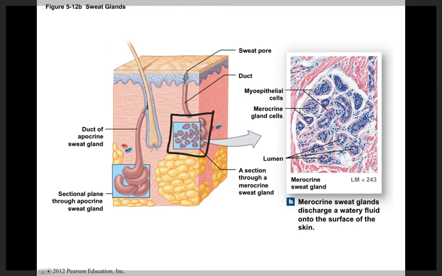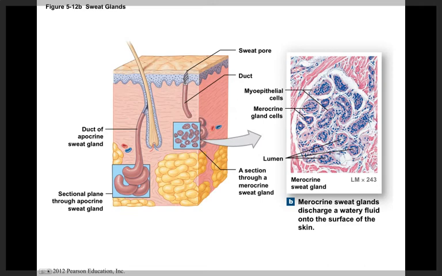The merocrine sweat glands are more superficial. They don't extend as far into the dermis as the apocrine glands do. They are most common in the palms of the hands and the soles of the feet. They function to cool the surface of the skin, to reduce body temperature by excreting water, but along with the water, electrolytes are excreted. And they also contain antibacterial components to protect from environmental hazards.